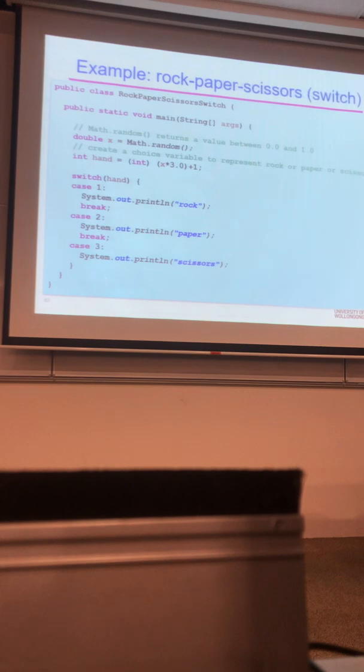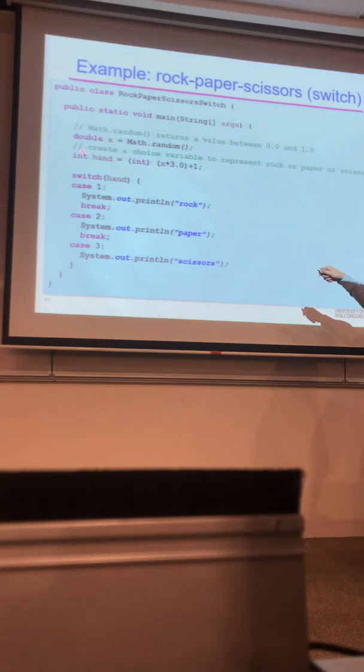Now let's look at the design. The design is very simple. We randomly generate a number x in between 0 and 1. As I said just now, if you multiply x by 3.0, you will get from 0 up to a number less than 3. If you take the integer part of x times 3.0, you will get 3 possible integers, 0, 1, and 2. If you plus 1, you will get a random number in between 1, 2, and 3. That will be 3 integers, 1, 2, and 3.